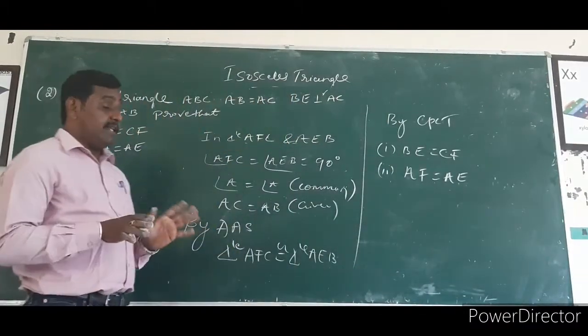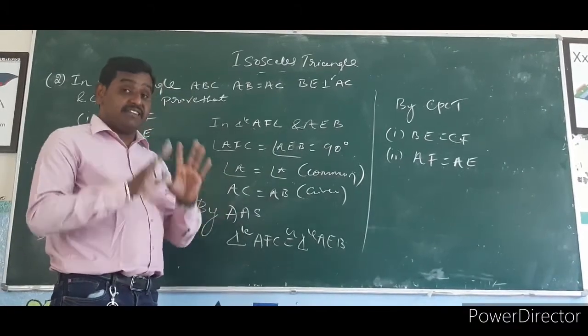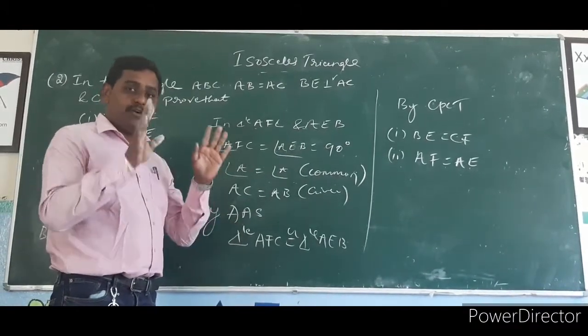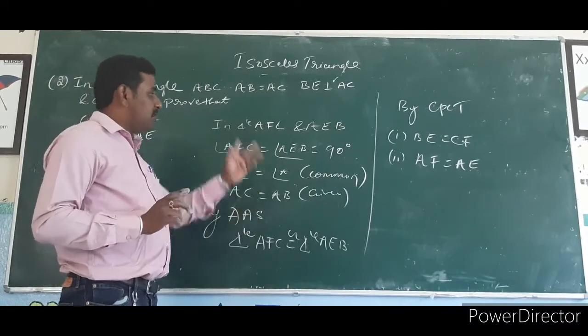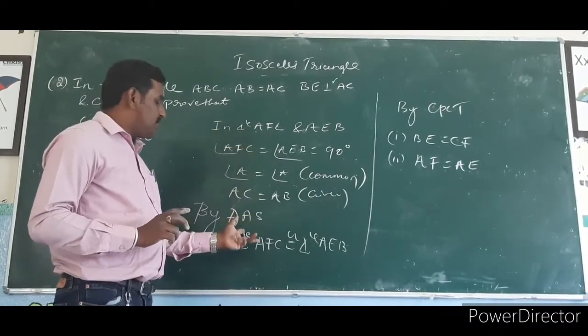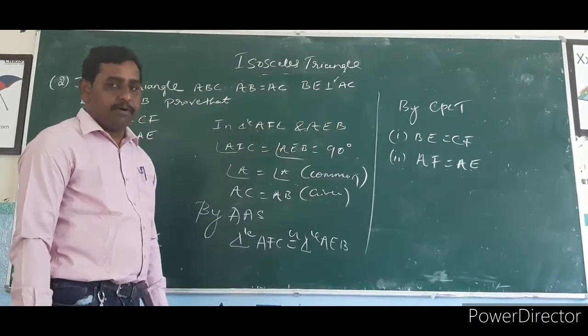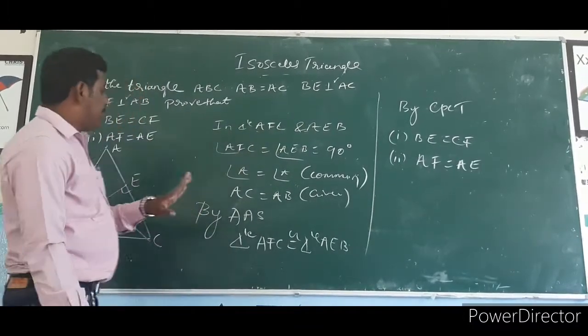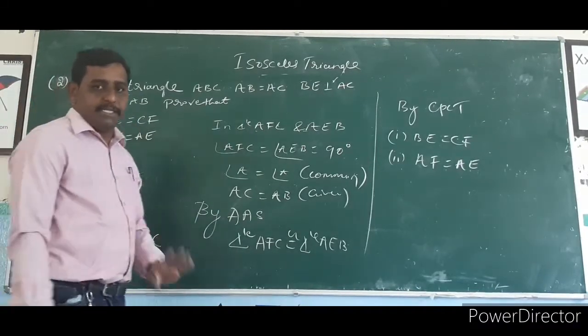While you are proving any side or any angles, in the given figure, which triangle you are taking for proving congruency is very important, because based on that triangle only we are considering CPCT, corresponding parts. That's why be careful while you are taking triangles for proving congruency.